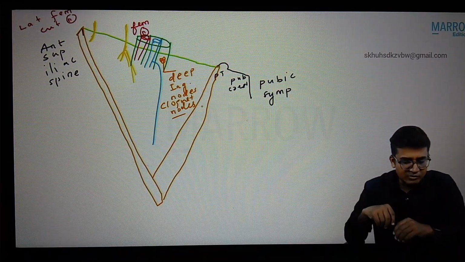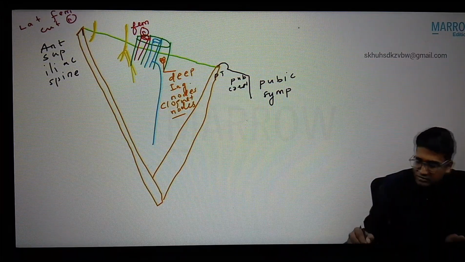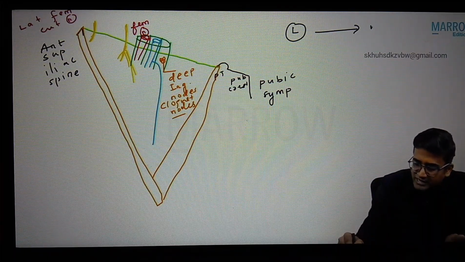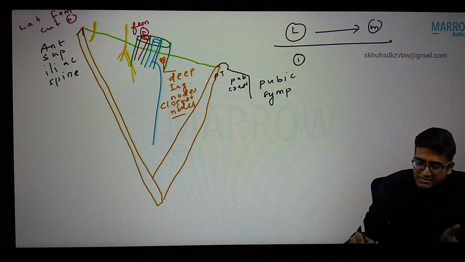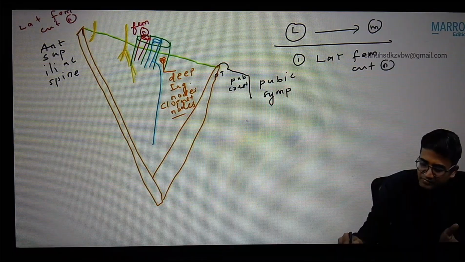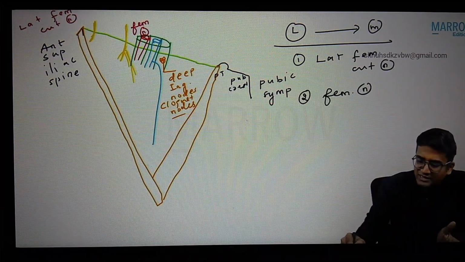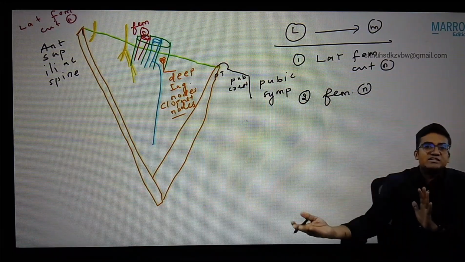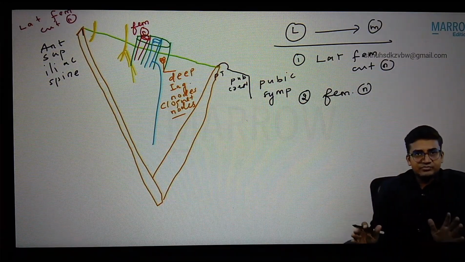So we explain these contents one by one. Now I told you the contents we're going to see from lateral to medial aspect. The lateral most content of the femoral triangle is, what is that? Lateral femoral cutaneous nerve. Number 2, femoral nerve. I told you the femoral nerve is lying lateral to the femoral sheath. Femoral nerve is not enclosed by the femoral sheath.